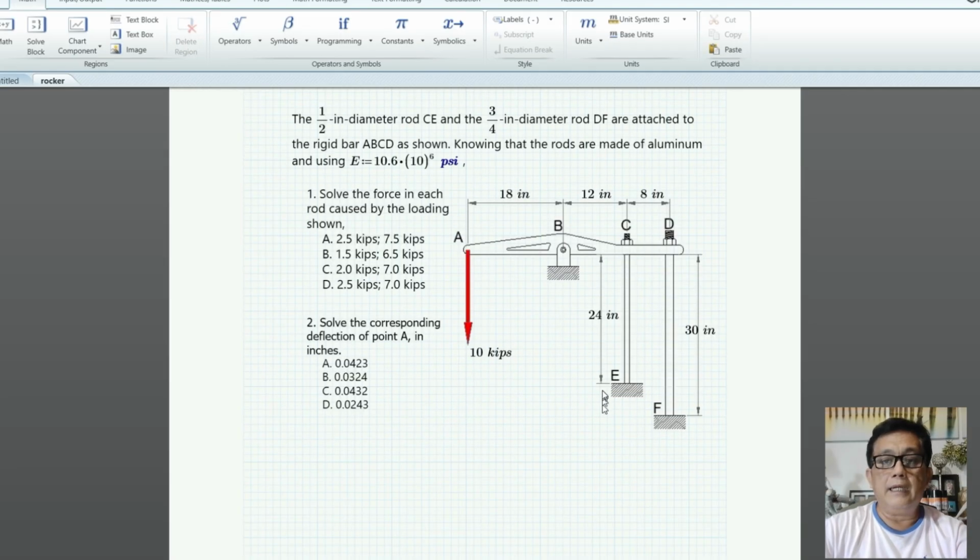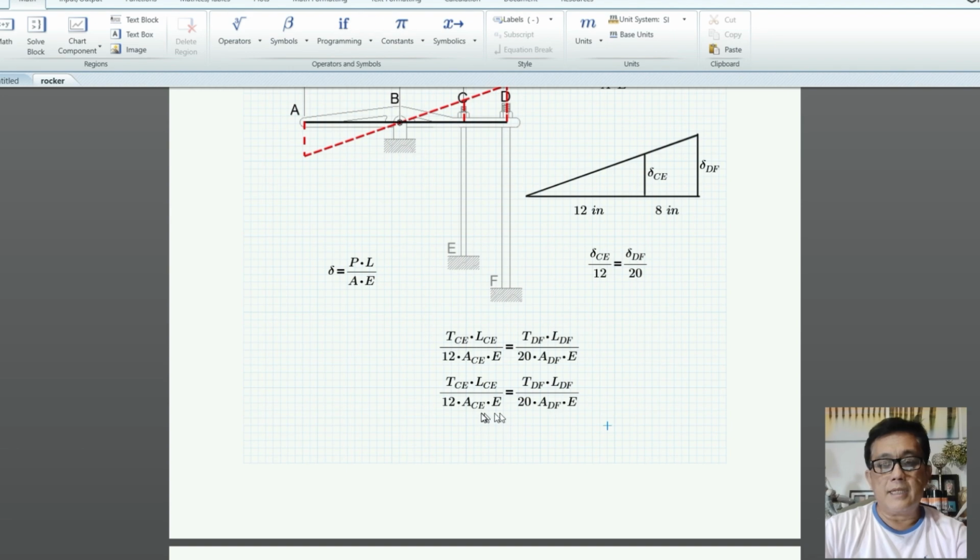We have length CE is 24 inches. Length DF is 30 inches. Diameter of CE is 1/2, and the diameter of DF is 3/4. And then we're also given E, but in this case, we'll just cancel E. This one becomes 24. This one becomes 30. Area CE is pi times diameter of CE squared over 4.